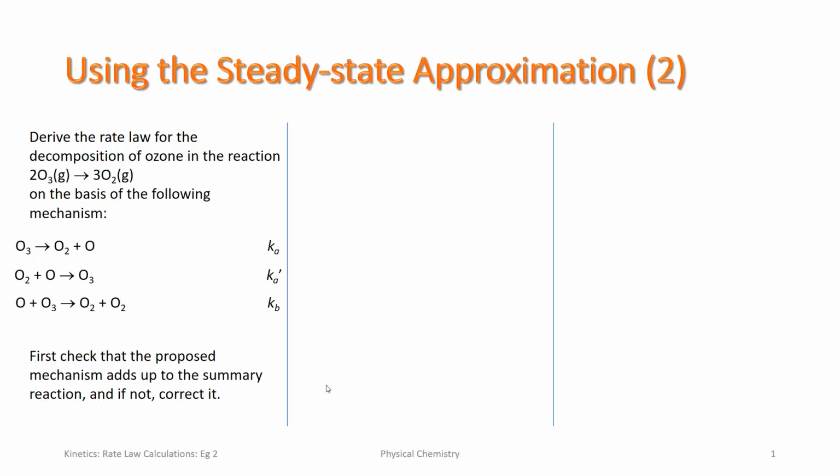So we first begin by checking that the proposed mechanism does in fact add to the correct summary reaction. The first 2 steps represent an equilibrium. If we look, we can see that. And then the third step is the reaction of atomic oxygen with ozone to form 2 molecular oxygens. We add these, we see there's some cancellation of the intermediate, and we end up with the summary reaction, which is correct.